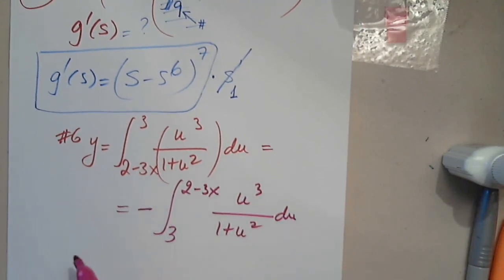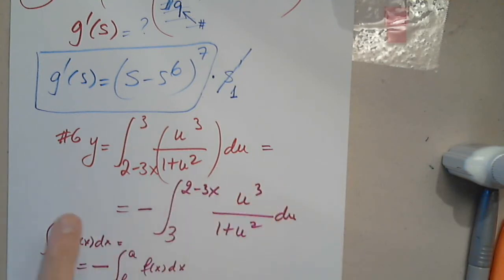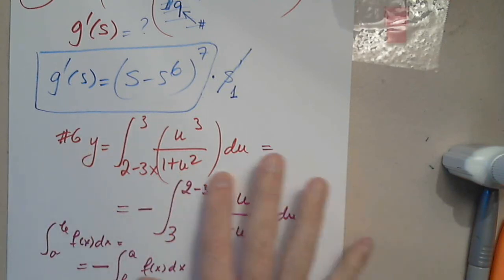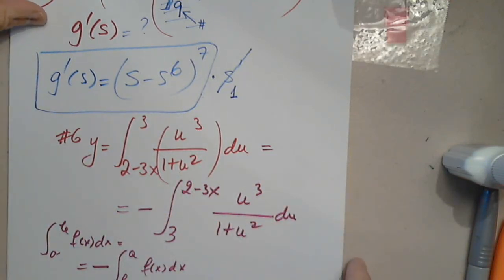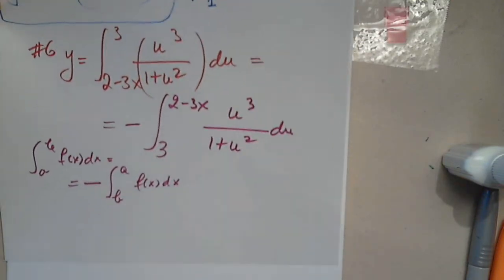So let me refresh your memory. The integral from a to b of f of x dx is the same as the opposite of the integral from b to a of f of x dx. So when we swap the limits of integration, the integral gets a minus in front. And now this is completely set up for differentiating. I can differentiate y, and I can differentiate this piece. But this was crucial, I have to have as the lower limit a number, any number.